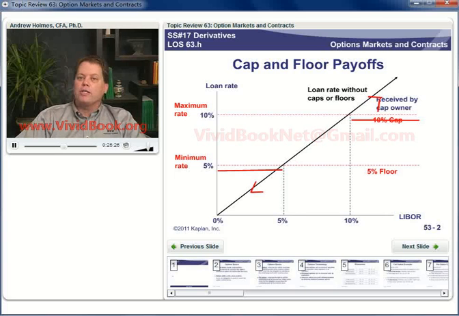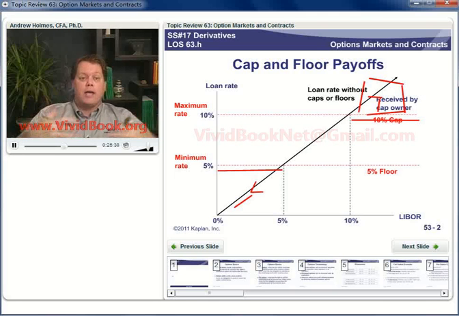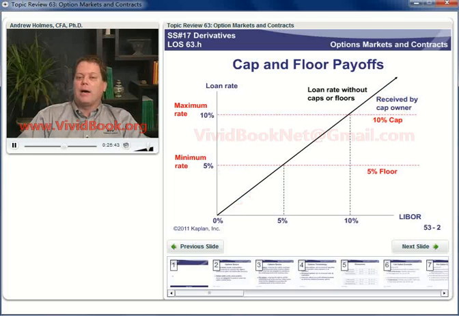Well, maybe we can truncate some of these bad states of the world by giving somebody else the benefit if we have cash flows that go way down here. So there's someone else who has floating rate assets, and if interest rates fall too far, their income is going to be down. They would want to buy a floor. So that would be the idea behind the floor buyer.